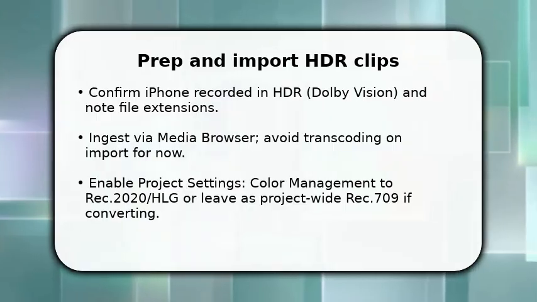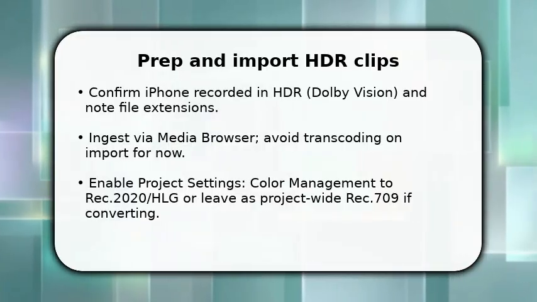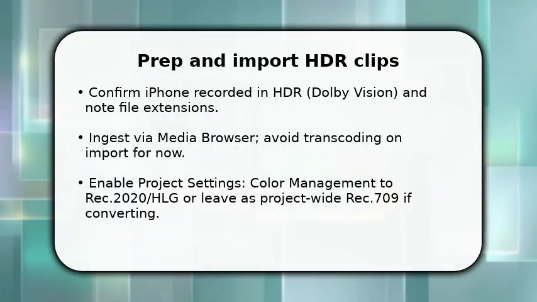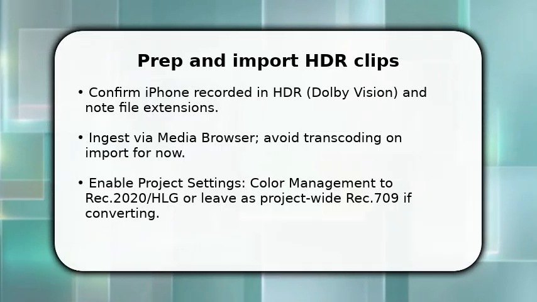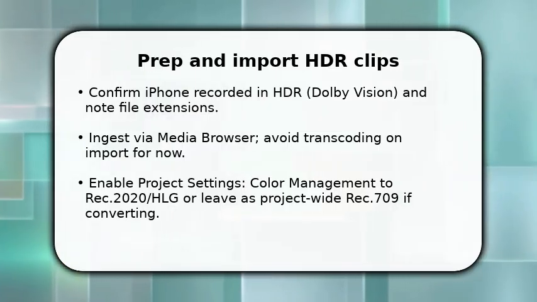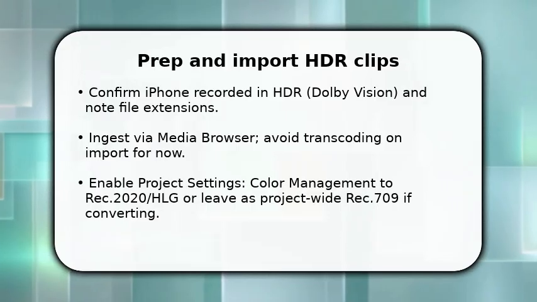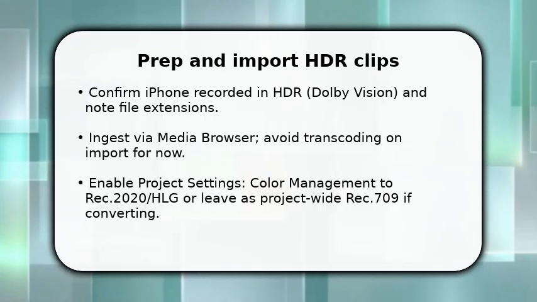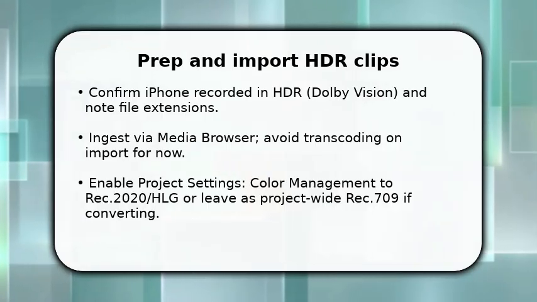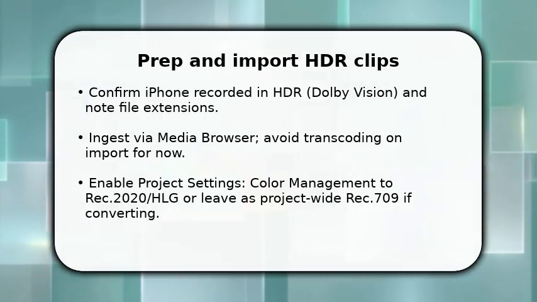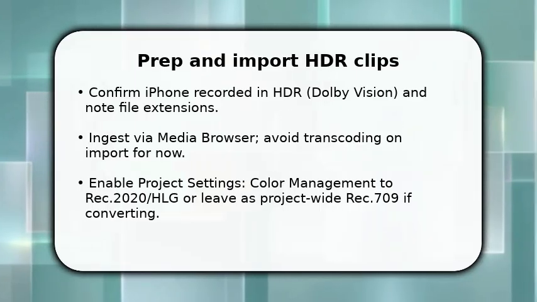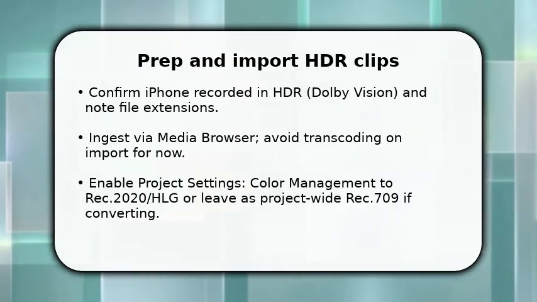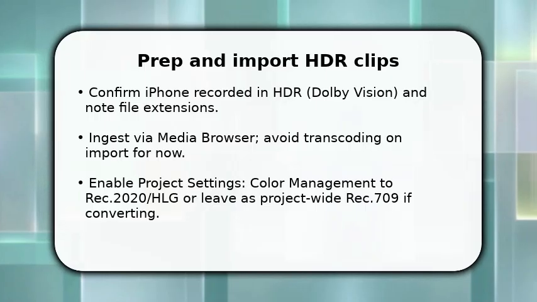You start by confirming the iPhone footage is Dolby Vision HDR and import via Media Browser so metadata stays intact. Once clips are in, set your project settings to a wide color space like Rec. 2020/HLG if you plan to finish in HDR, make sure to choose a consistent working space. If you need Rec. 709 output, you can keep the project at Rec. 709 and plan a convert step.